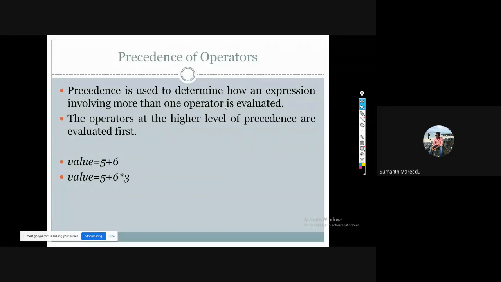Like this, if an expression has operations like 5 plus 6 star 13, multiplication has high precedence when compared to addition. So I'll say 5 plus 18, and the result is 23. So this is what precedence does.